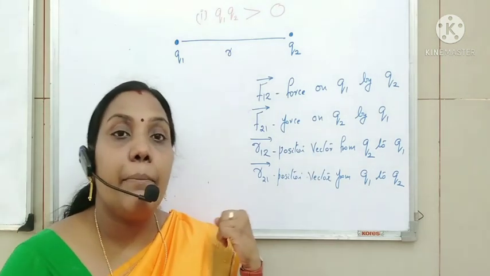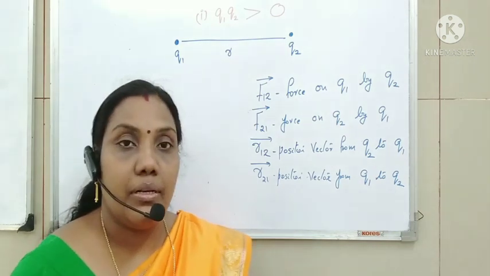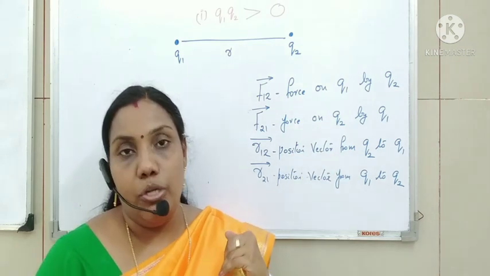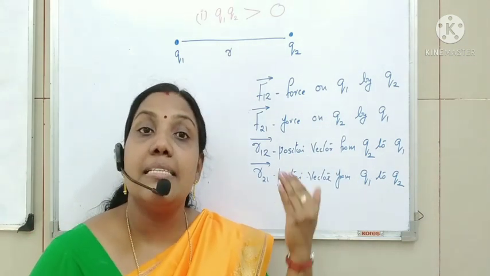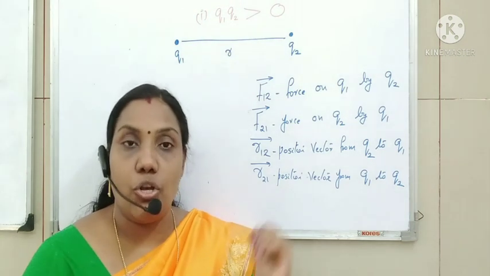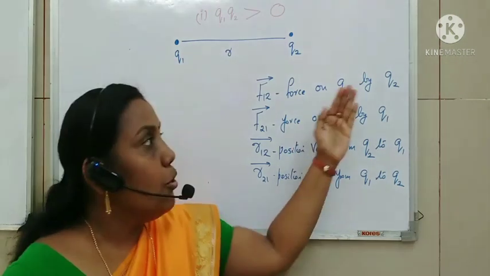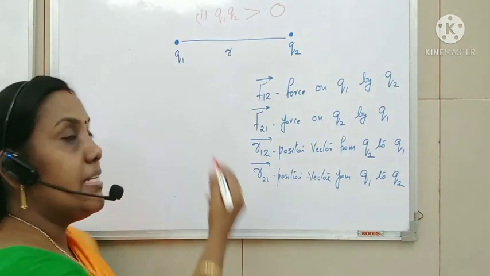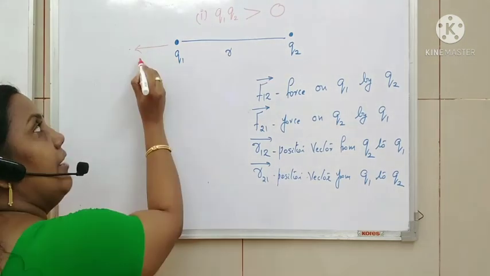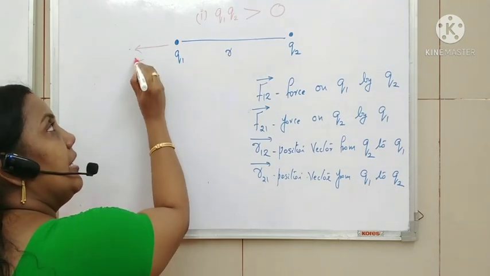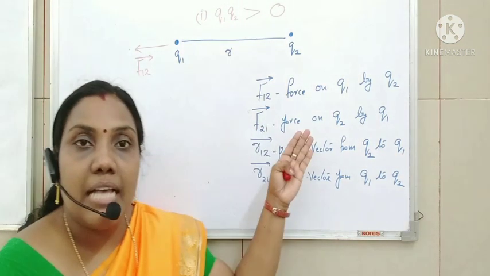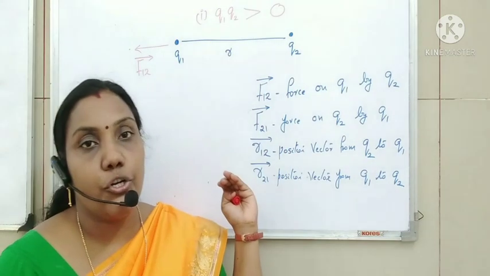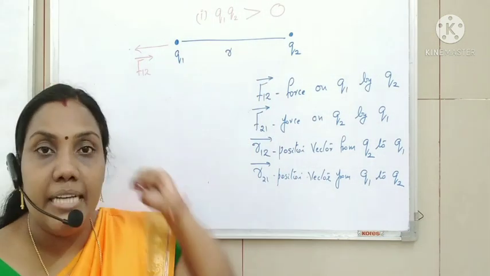Now, how do you represent the direction of vector F12? Vector F12 is the force acting on Q1 by Q2. Q1 is repelled by Q2 because both are positive charges or both are negative charges, like charges. So Q2 repels Q1, and Q1 moves away due to the repulsion. This is the direction of vector F12.